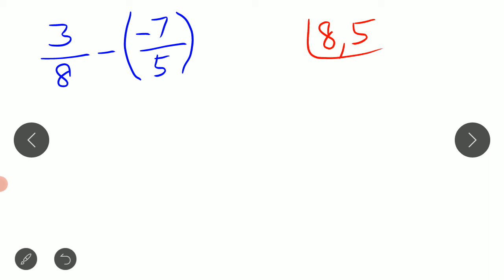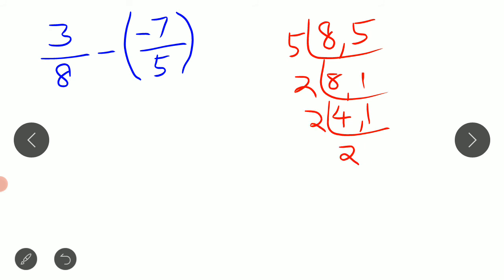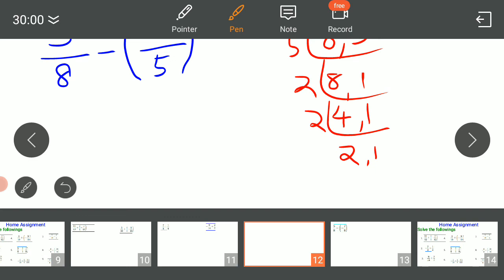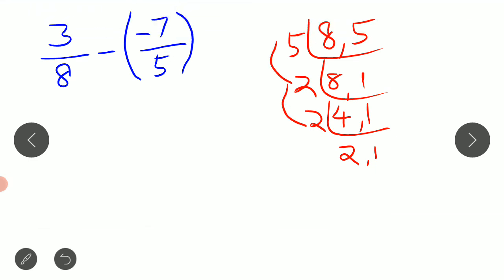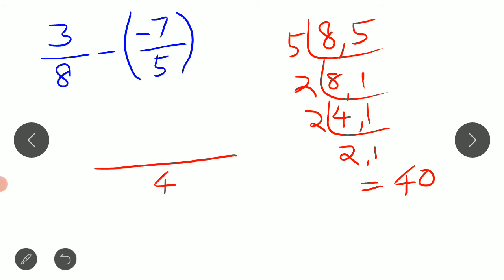Finding the LCM of the denominators 8 and 5. So let me take 5 here, 8 not possible, 1 time, again 2, 4 times, again 2, 2 times. So let's stop here. What is the LCM? 5 2s are 10, 10 2s are 20, 20 2s are 40. So the LCM of 8 and 5 is 40. After finding the LCM, you know very well what we do. We take the LCM as the denominator, that is the fresh denominator.